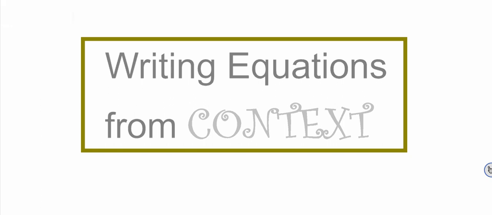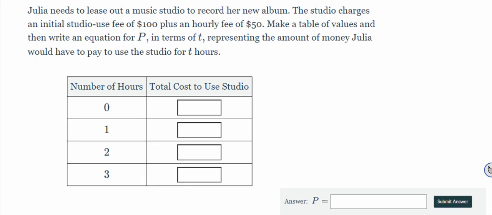Okay, here we go, writing equations from context. So this is going to get us ready to do some of the Delta Math problems. Julia needs to lease out a music studio to record her new album. Go, Julia. The studio charges an initial studio use fee of $100. When I see a number, let's go ahead and highlight that. $100 plus an hourly fee of $50.